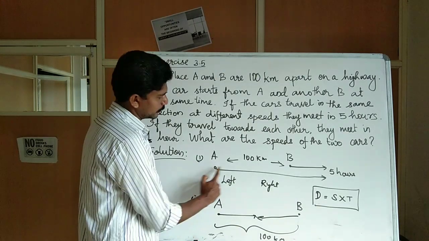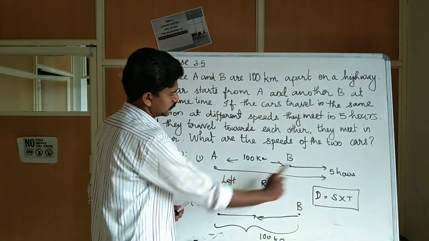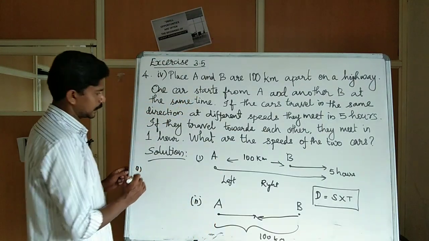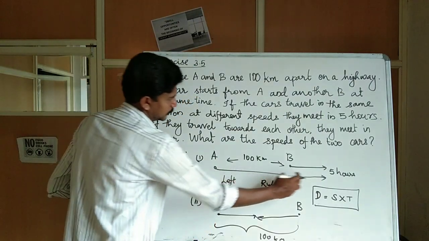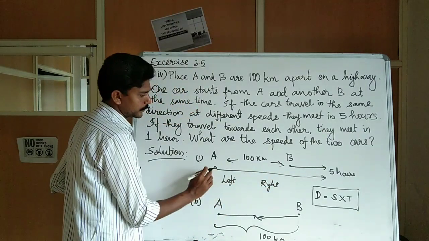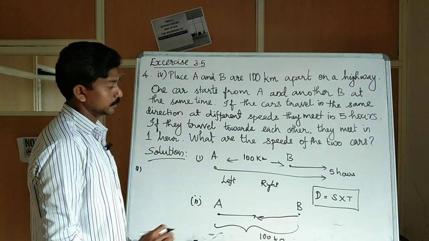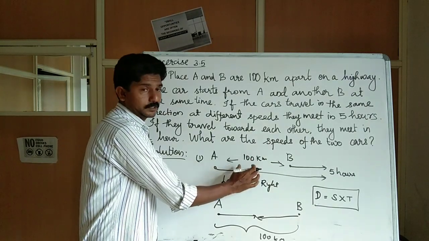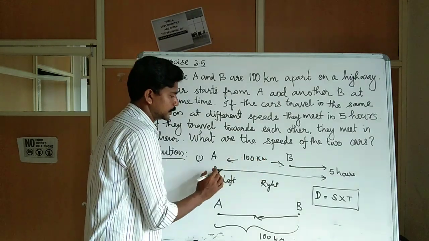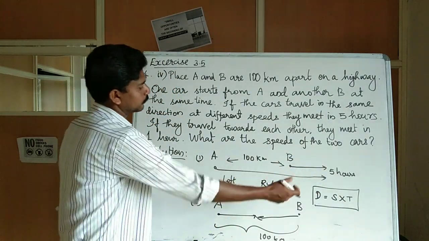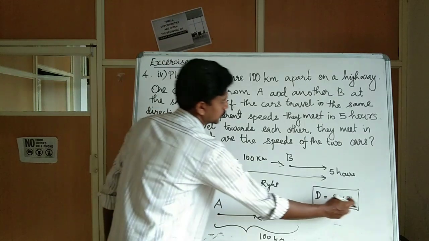Now let's look at the distance traveled by car A. For the first equation, we can get the distance traveled by car A. Okay, so the distance we don't know here. Here we know 100, but the distance traveled by the car we don't know. But how we can find the distance is speed into time.